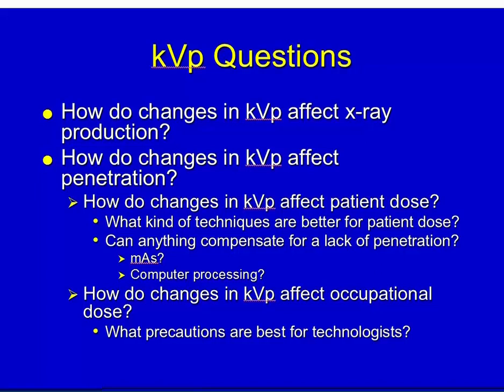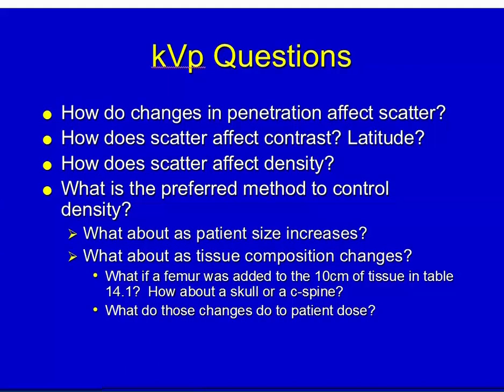We talked about whether or not anything could compensate for lack of penetration, that being mAs or the computer algorithm, and how do changes in kVp affect occupational dose, and what precautions are best for technologists. We asked too, how do changes in penetration affect scatter radiation, scatter creation, scatter incident on the image receptor? How does scatter affect contrast and latitude? How does scatter affect density? What is the preferred method to control scatter or control density?